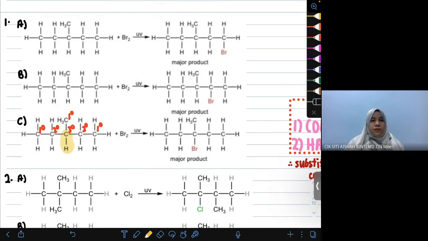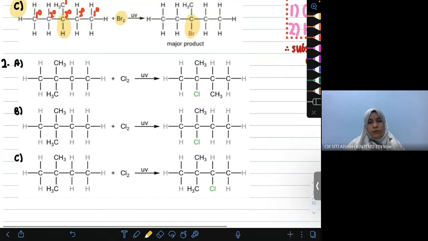So what happens is actually we will substitute this hydrogen with our bromine. So sebab itulah this will be the product. So for question number 1, the answer is actually C. Okay, so that's actually for question number 1. Okay, for question number 2.